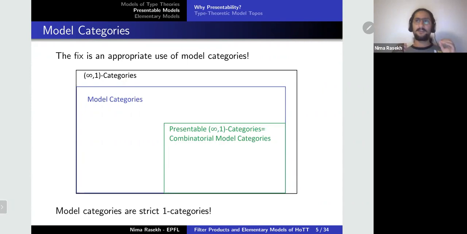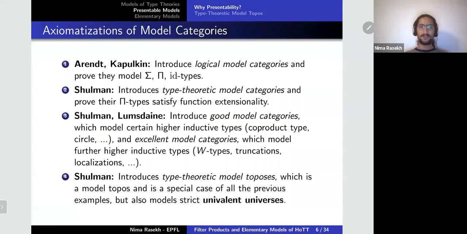And now we can try to understand what it means for a model category to model certain aspects of HoTT. And lots of really cool people have thought about this problem. Here's a cool list of a bunch of results that exist in the literature. For example, Arndt and Kapulkin defined this notion of a logical model category, and they proved that it already models certain types that occur in homotopy type theory, like sigma types, pi types, and identity types.